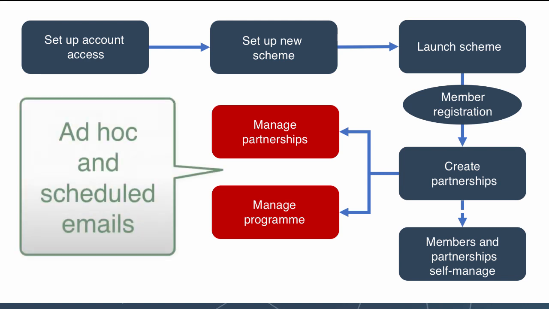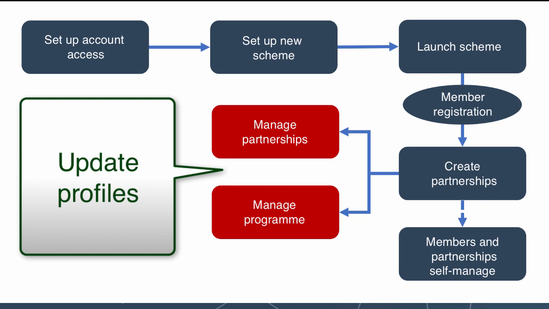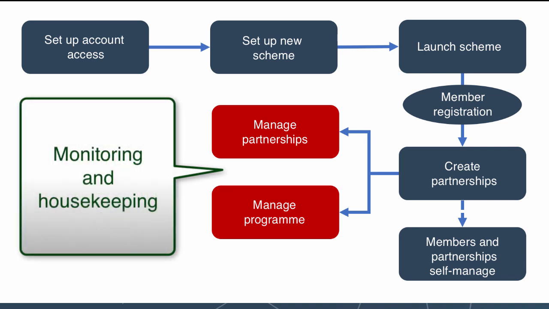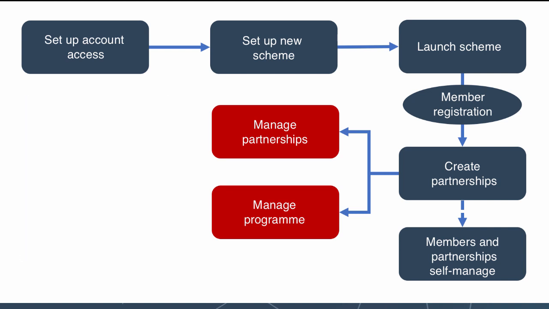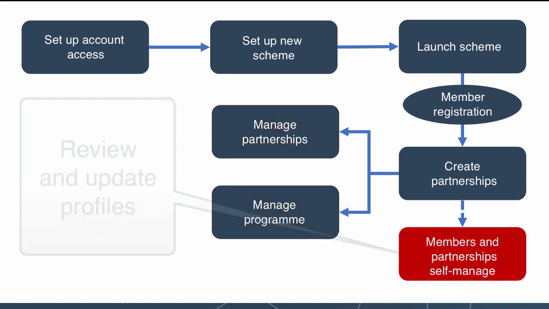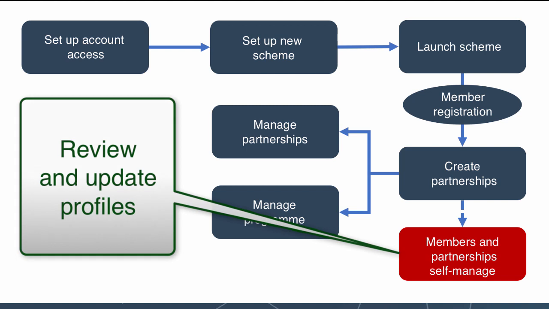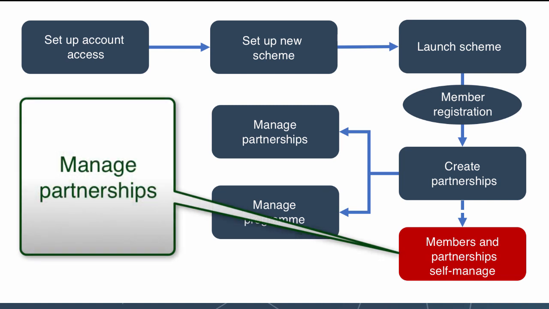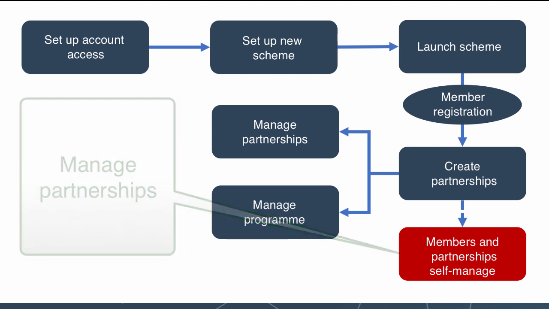You can keep in touch with members via ad hoc and scheduled emails, update member and partnership profiles, update member and partnership status, monitor program metrics, and keep your records up to date, right through to the point where live partnerships are ended, and maybe even where a whole new cohort of people join for your next cycle. Your scheme members can also log in to the member portal to review and update their own profiles, access documents that you've shared with them, and to manage their partnerships via goals and tasks and scheduled meetings.